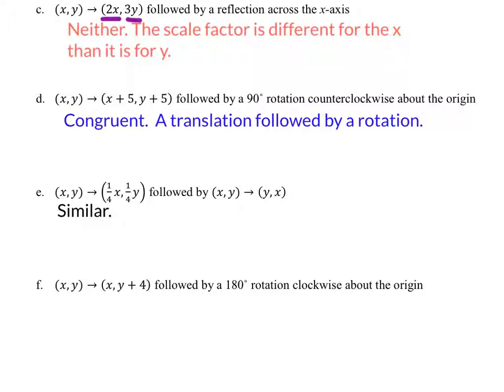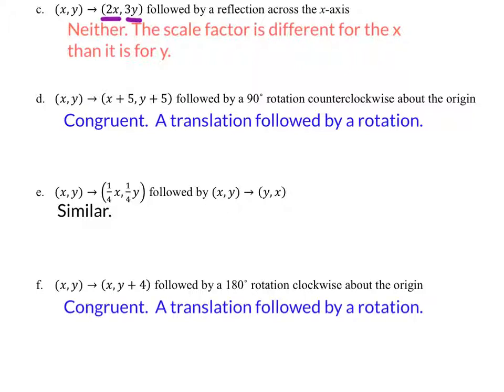Then F, (x,y) transforms to (x, y+4), followed by a 180-degree rotation. This is once again a translation followed by a rotation. So they would be congruent.